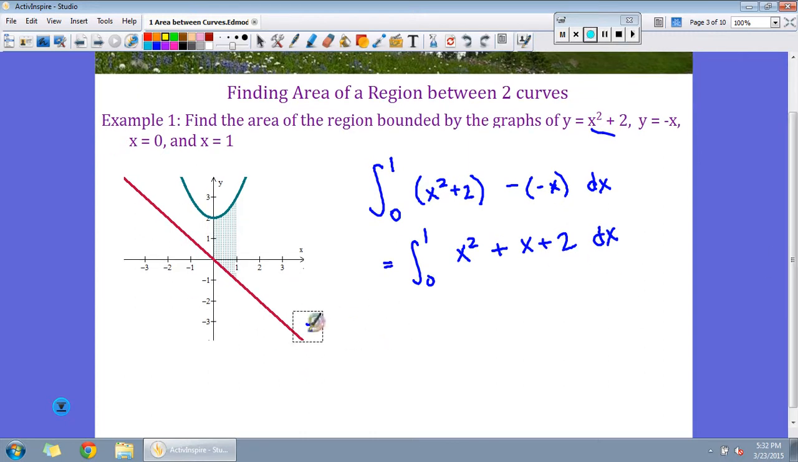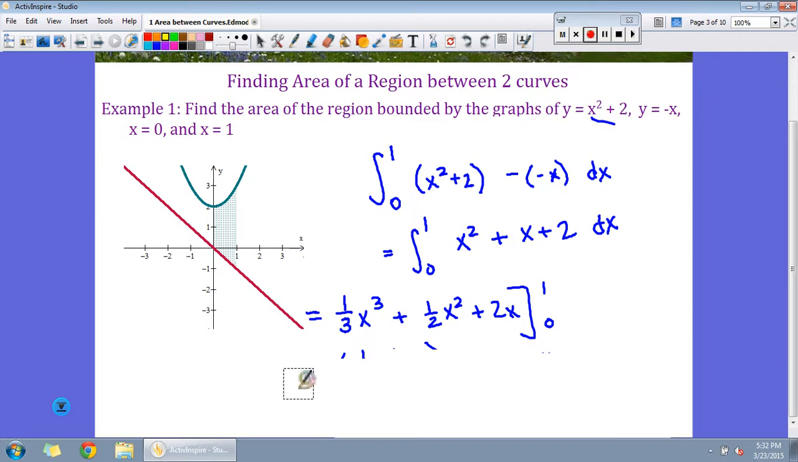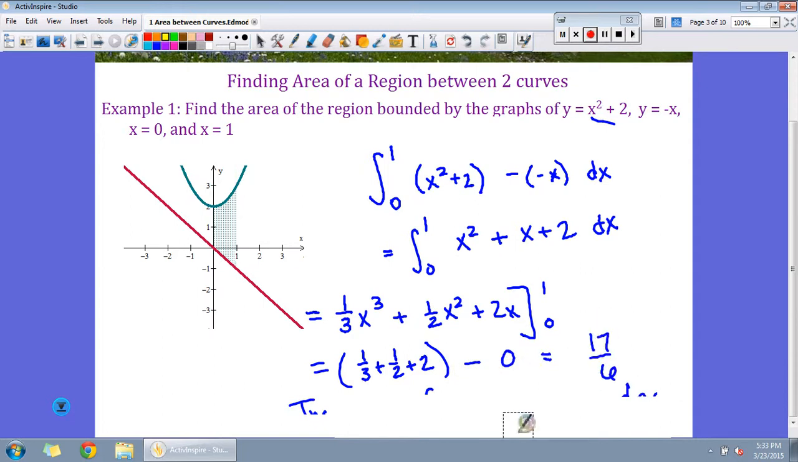And now I'm going to take the antiderivative. Remember, you're adding 1 to the exponent and multiplying by the reciprocal. So I have 1/3 x cubed plus 1/2 x squared plus 2x, and we're evaluating at 0 and 1. 1 gets plugged in first. So I have 1/3 plus 1/2 plus 2 minus 0, and this equals 17 over 16. That number represents the area of the region bounded by all of these functions between 0 and 1.